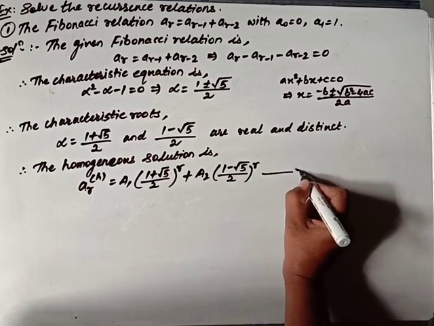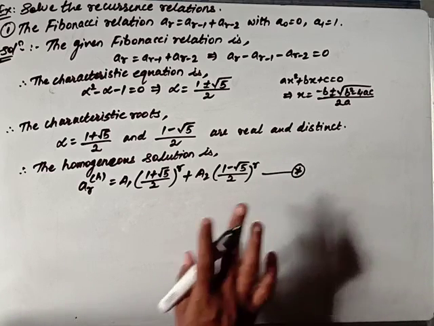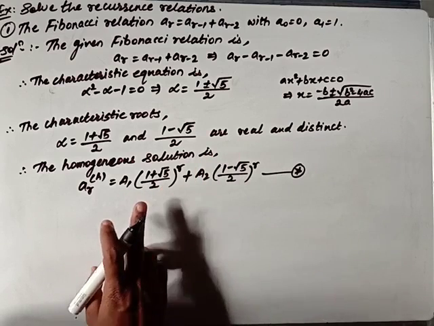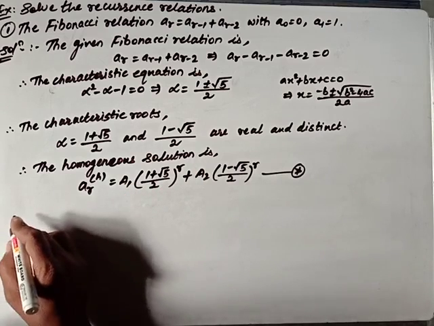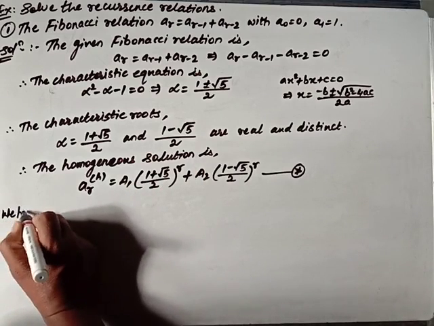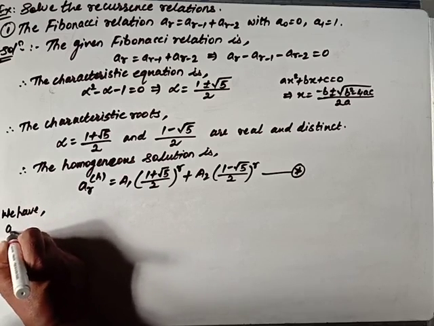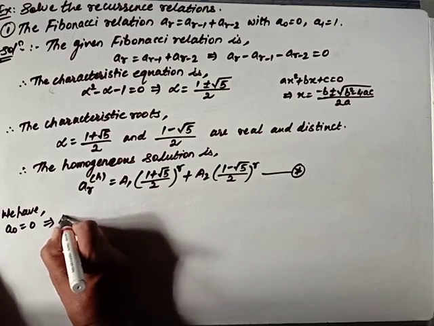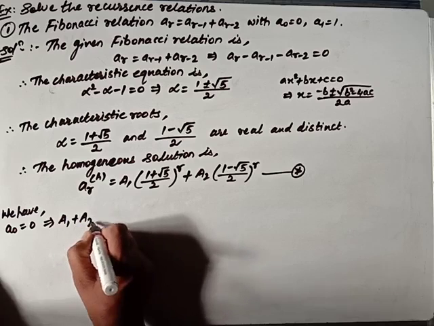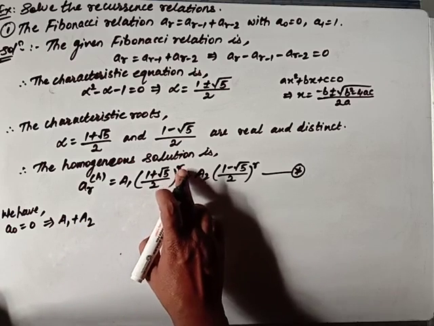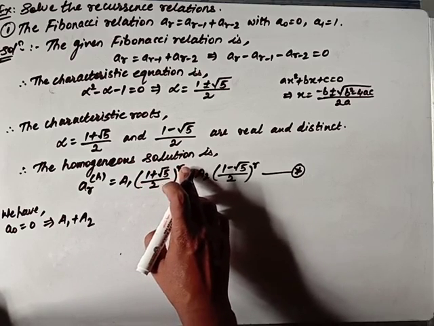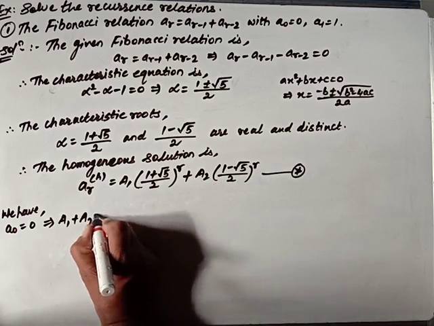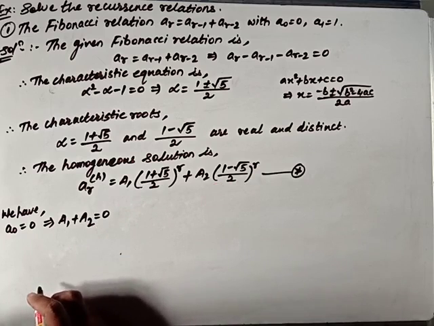Now again, as in the previous one, I will name it as star. We will find the values using the initial conditions and substitute them in star. So we have a_0 is equal to 0. That gives A1 plus A2. Here r will become 0, so this is a base. Anything raised to 0 will become 1. Here also it will be 1. That's why I have written A1 plus A2 is equal to 0. Fine.